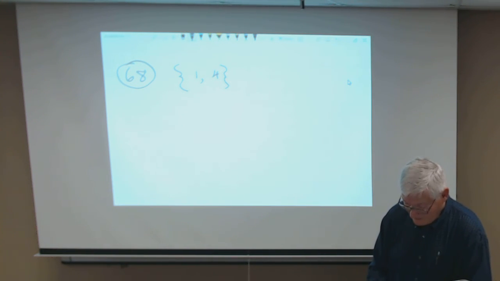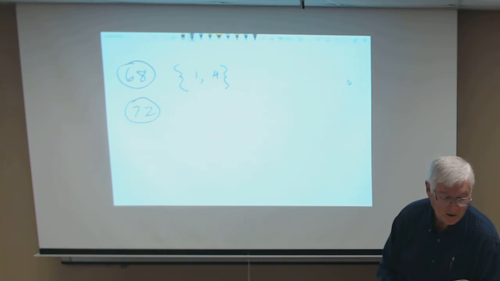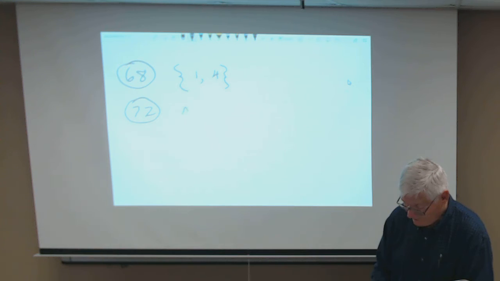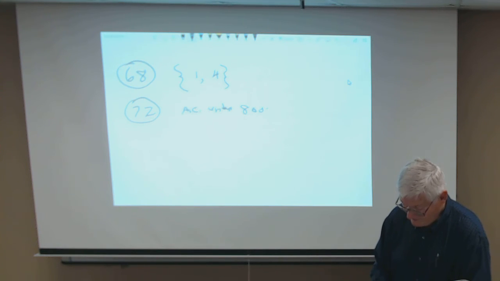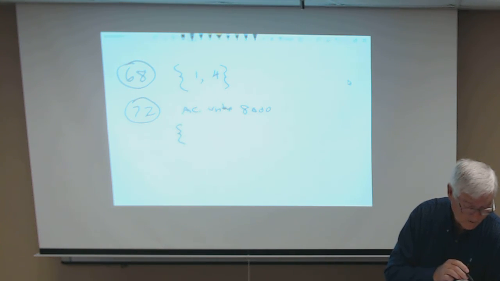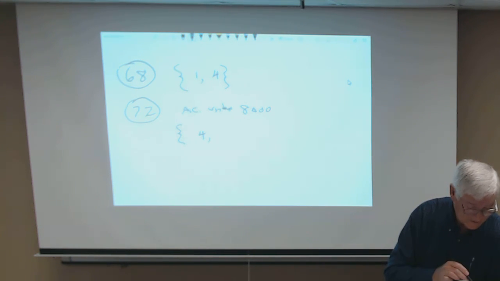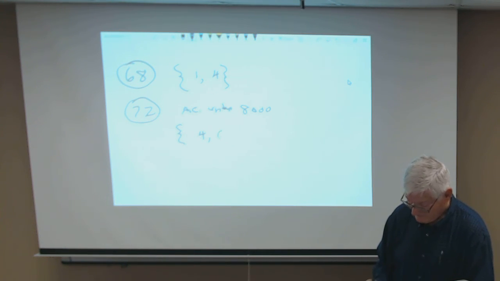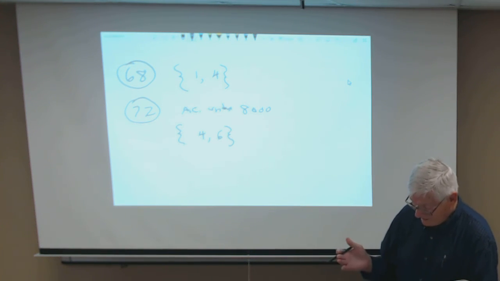72. A customer wants to purchase a car on the basis of total annual cost. Find the set of cars with annual cost under $8,000. Look down the annual cost column, right-hand column. Are there any numbers under 8,000? 4. And what else? And 6. Is that it?